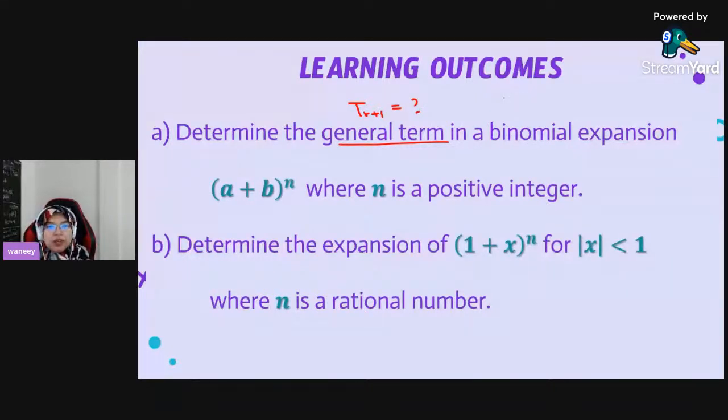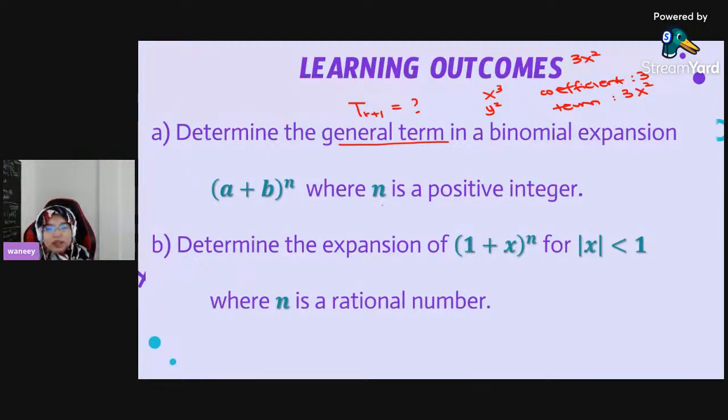Sometimes you might want to find the coefficient of x cubed, the coefficient of y squared, or the term x cubed, the term y squared. So what is the difference between coefficient and term? If I give you 3x squared, the coefficient of x squared is simply 3. But the term in x squared will be 3x squared. Those are two different things, so make sure you know the difference. The coefficient is just the number, and the term comes together with the variable.